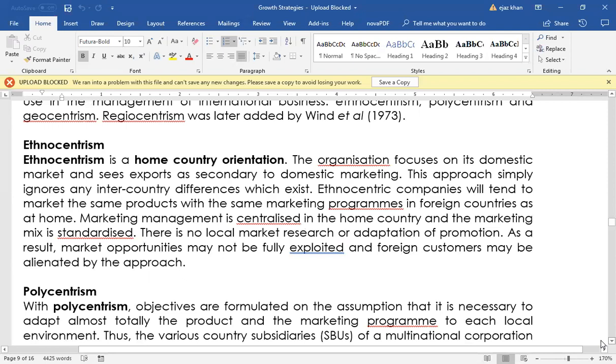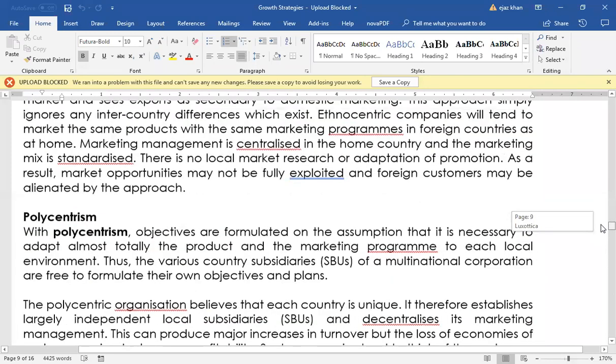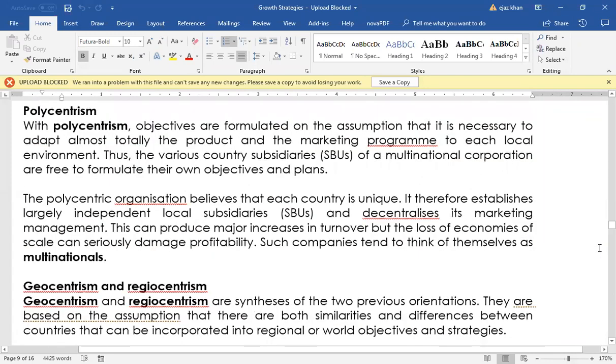Well, there are benefits of this orientation and there are drawbacks of this orientation as well. Now, my question to all of you is, what drawbacks do you see of applying this orientation? Can you just tell me the benefits or the drawbacks of this particular policy or orientation?